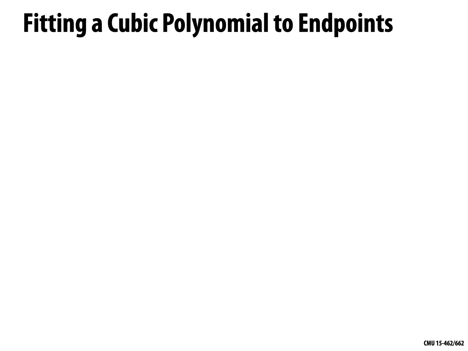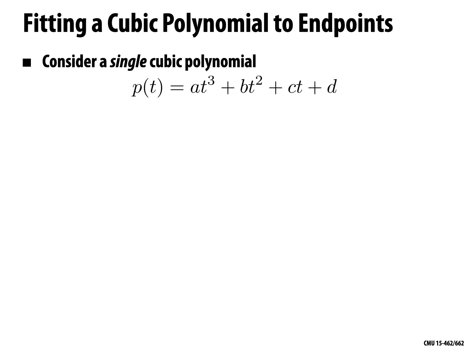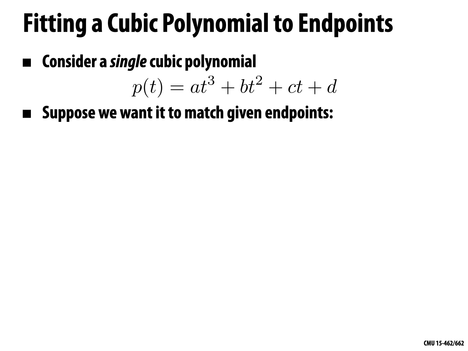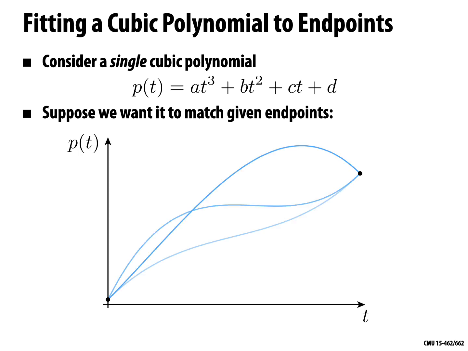So if we stick with these reasonably nicely behaved cubic polynomials, how can we fit a cubic polynomial? Let's consider a single cubic polynomial, p of t equals a t cubed plus b t squared plus c t plus d. And let's say that we want it to interpolate some data. In particular, we want it to match some given endpoints. So I have these two points on the left and the right, and I want to find a cubic polynomial that matches those two points.